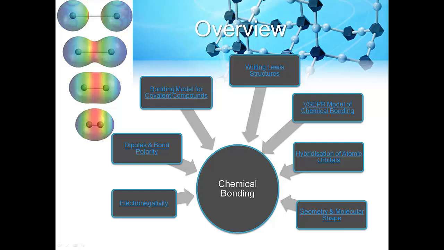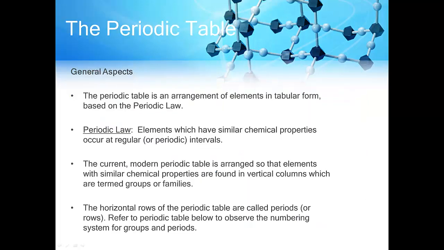So we'll begin by discussing the periodic table. In the previous week we introduced the periodic table and explained that it is arranged in a particular way so that elements that are above or below each other will have similar properties, because they're going to have a similar outer shell electronic configuration.